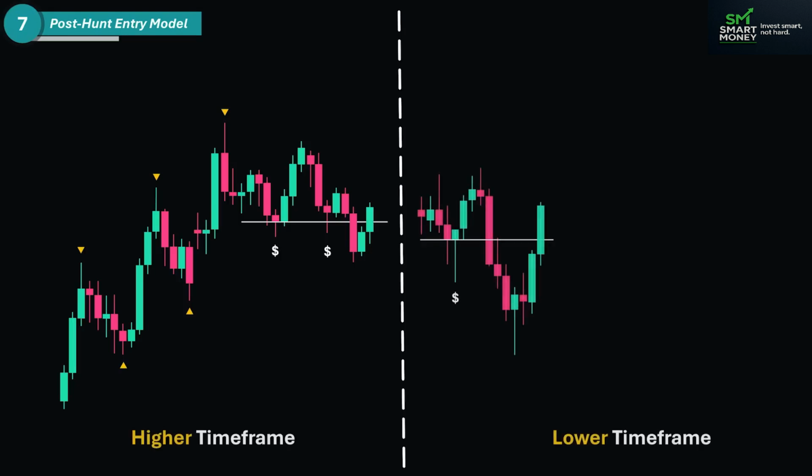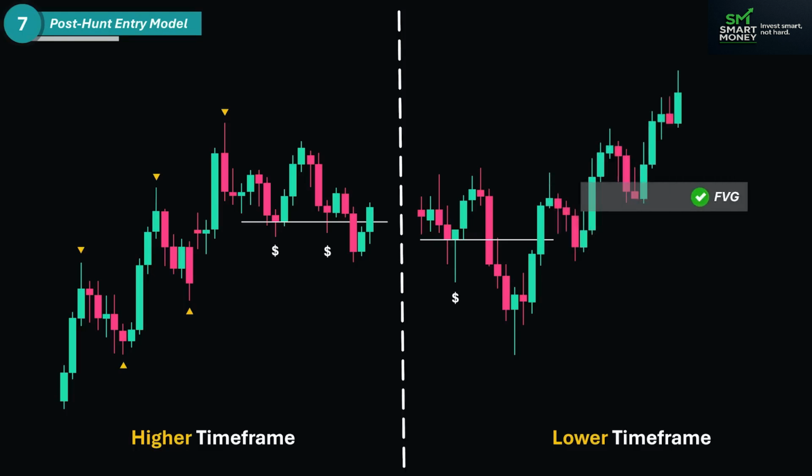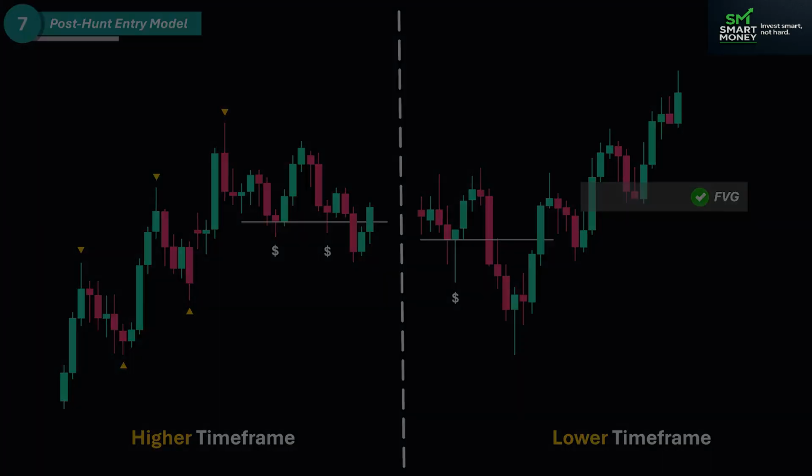We zoom 2 timeframes lower to analyze the price action and enter a trade. We wait for the price to form fair value gaps and use them as entry points to go long. This is how the post-hunt entry model actually works. This trading model combines the concepts of market direction and liquidity with a fair value gap entry. So, let's take a look at a real chart example.